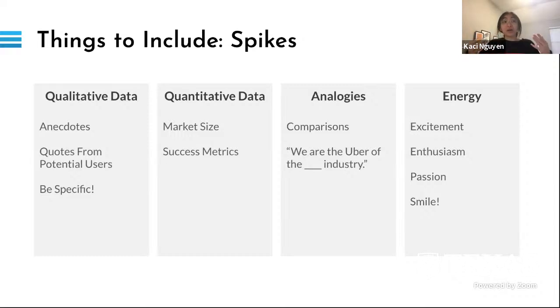Analogies, so using comparisons. If your product is kind of hard to understand, that's when you want to use an analogy, saying we are the Uber of the fashion industry, for example. And that's what you want to use, because people have mental models of how the world works. And so if you're able to appeal to those mental models, it makes it a lot easier for people to understand exactly what your product is, what space you're working in, because they have these mental models of how these things work. So I know how Uber works.